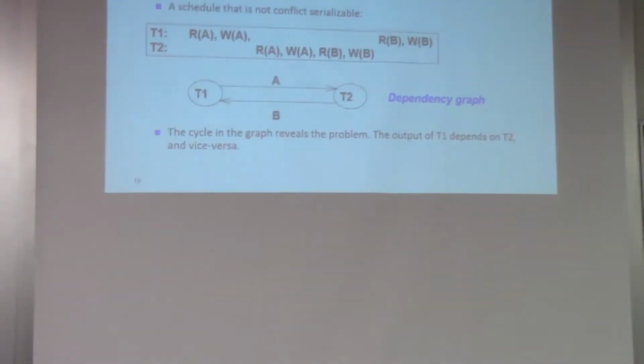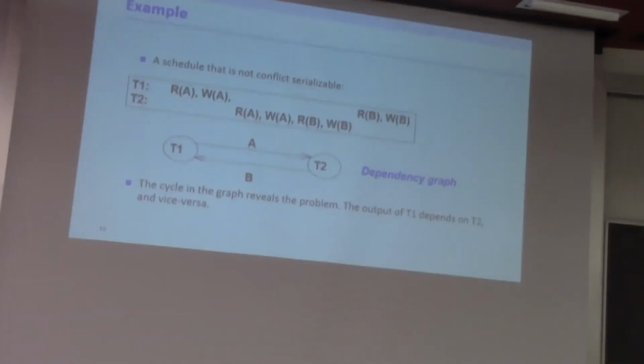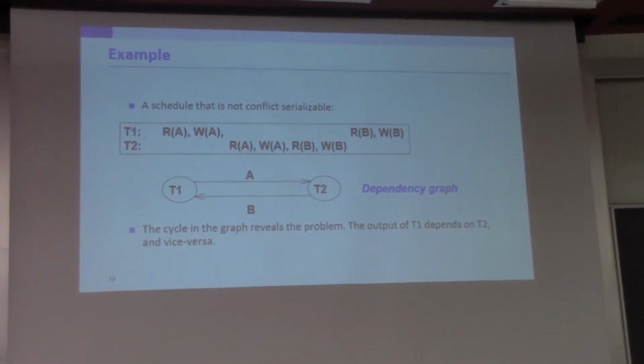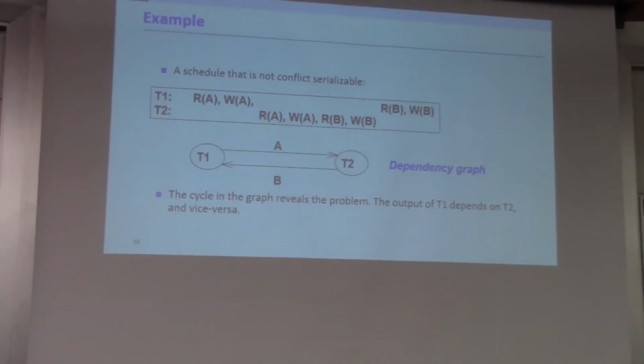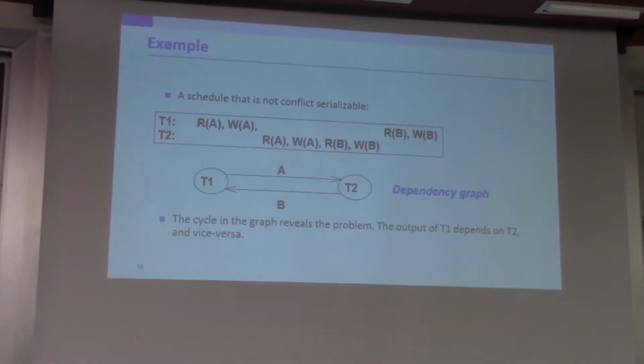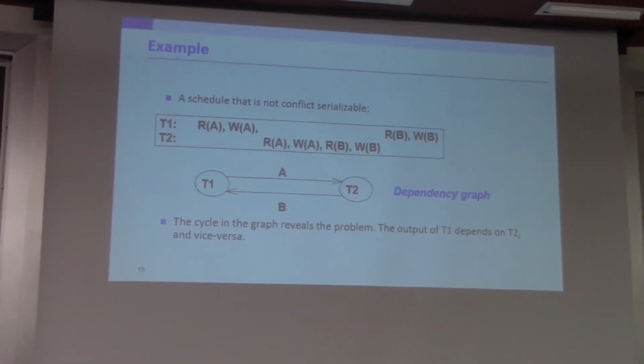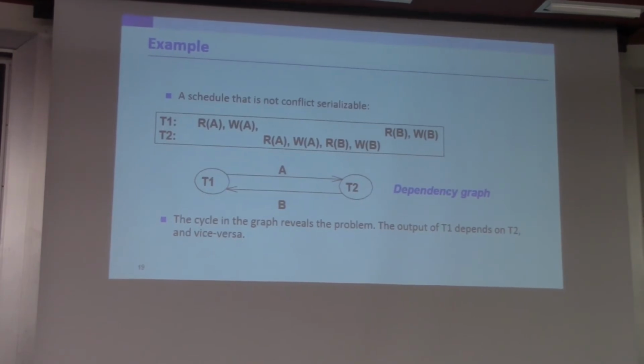The question next is how do you check if a given schedule is conflict serializable or not? This provides a useful way for you to check, if somebody produces a schedule for you, whether it is serializable or not. Because if it is conflict serializable, it must be serializable. Of course, to be careful, if something is not conflict serializable, it does not necessarily mean it's not serializable. So it's a sufficient condition, but not a necessary condition. How do you check this? You build something called a dependency graph.